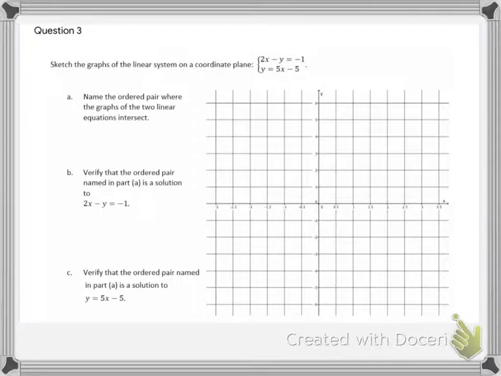Question 3. Sketch the graphs of the linear system on the coordinate plane. Well, let's start with the second equation. That one's already in slope-intercept form. I'm going to cross at -5. That's my y-intercept, across the y-axis.